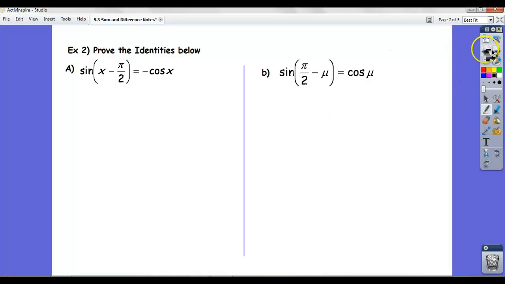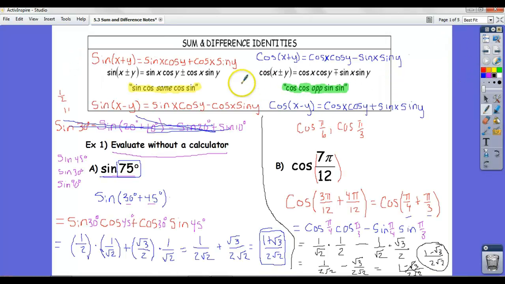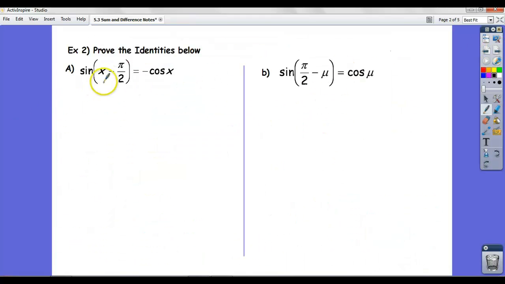Alright, we've introduced sum and difference identities, right? These 4 formulas, although you can kind of capture them with these 2 phrases. And so now I'm going to show you how you'd use them to do a proof. So it says prove the identities below. Sine of x minus pi over 2 is equal to negative cosine of x.